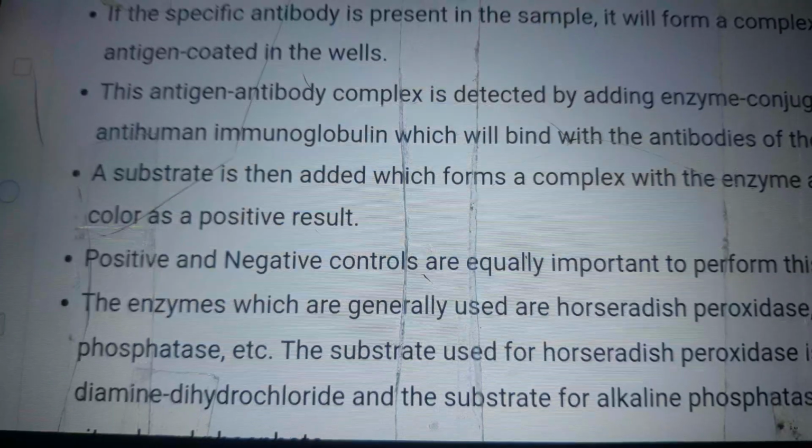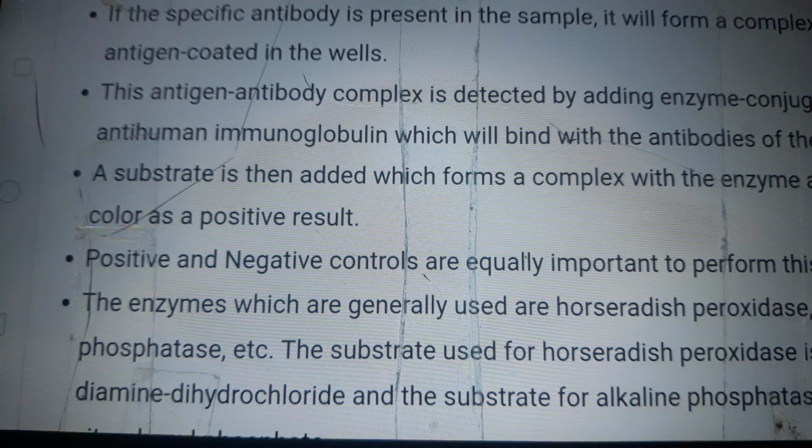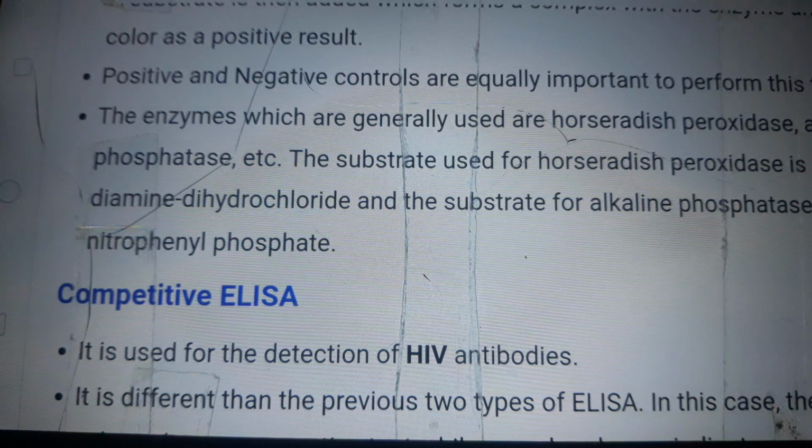This antigen-antibody complex is detected by adding enzyme-conjugated immunoglobulin, which will bind with the antibodies of the specimen. A substrate is then added, which forms a complex with the enzyme and produces color as a positive result. Positive and negative controls are equally important to perform this test. The enzymes which are generally used are horseradish peroxidase, alkaline phosphatase, etc. The substrate used for horseradish peroxidase is O-phenylenediamine dihydrochloride, and the substrate for alkaline phosphatase is p-nitrophenyl phosphate.